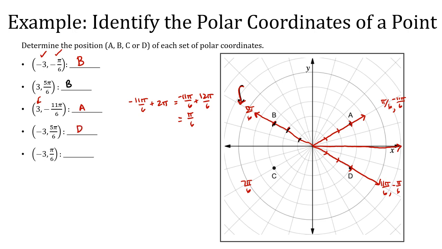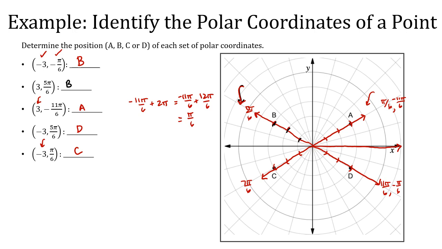Let's keep going. How about the point -3, pi over 6? So one way to think about this is, we know that pi over 6 is in the first quadrant. And with that negative radius, we know that we're going to go directly across into the third quadrant. So that directed line segment has to go directly across to 1, 2, and 3. So we are at point C.